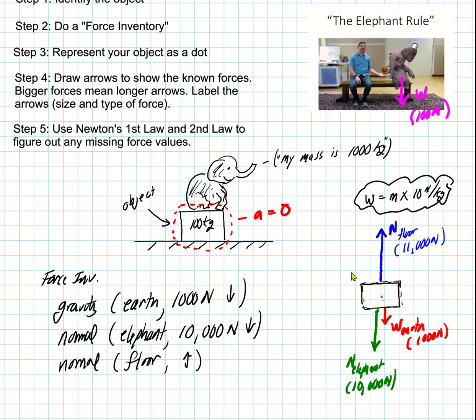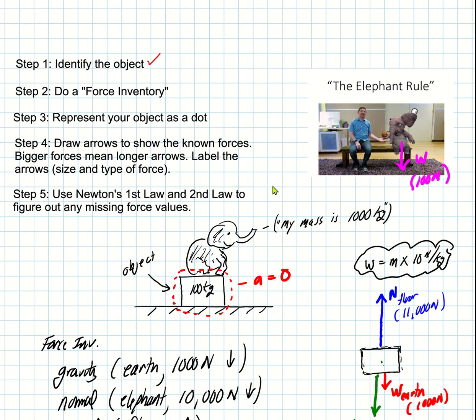So if the question was, hey, how hard must the floor be pushing up? This kind of makes that question easy. You say, oh, 11,000 newtons, because it's got to counteract the total downforce of both the elephant pushing down and the Earth pulling down. All right, so this is how we use the elephant rule.